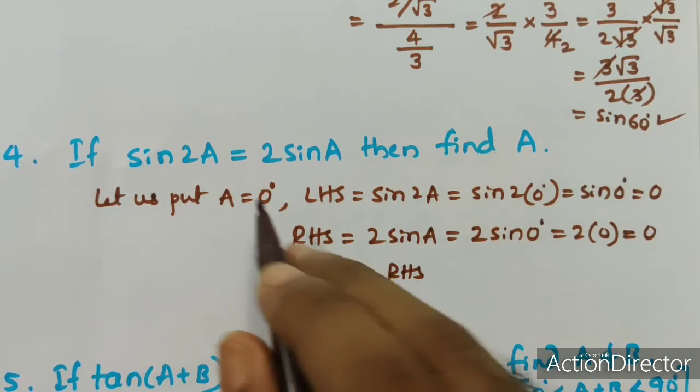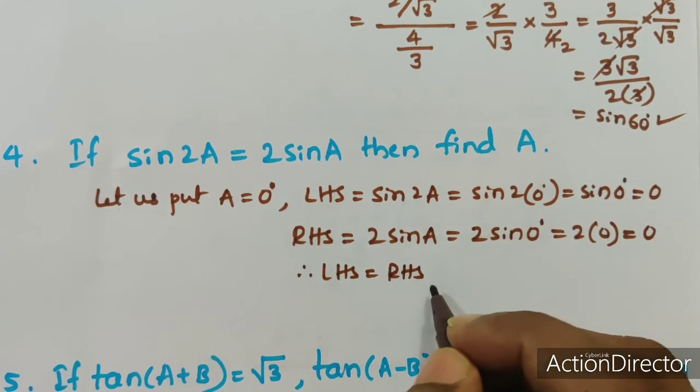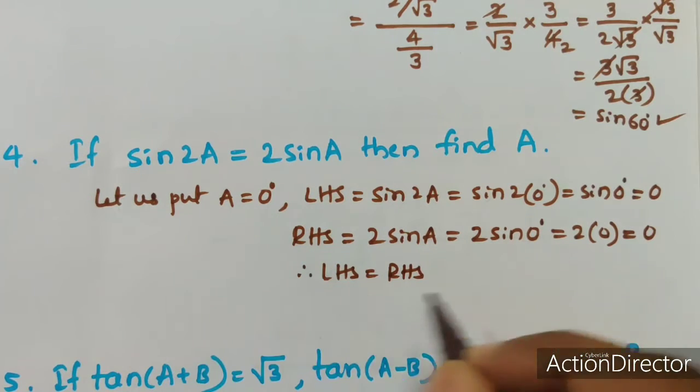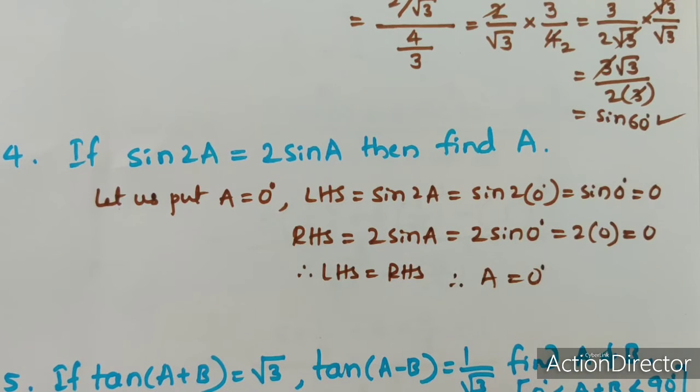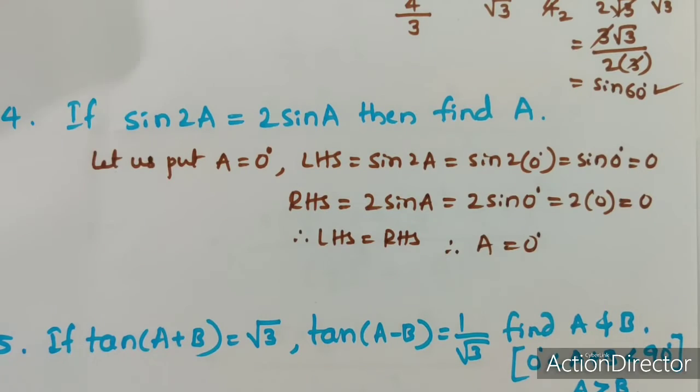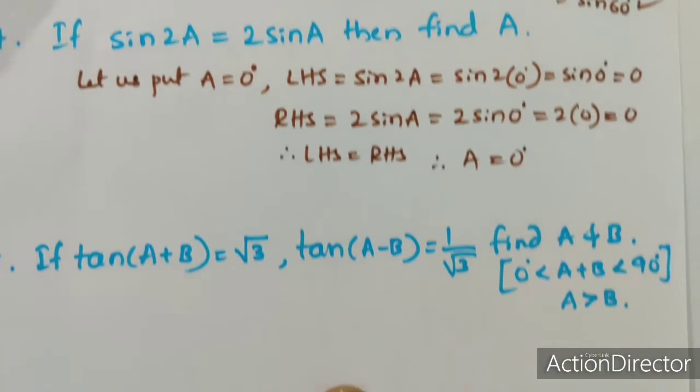So LHS and RHS become equal only when A is 0. Therefore you can conclude that A is 0 degree. So this is one more simple question. Now I have one different question for you.